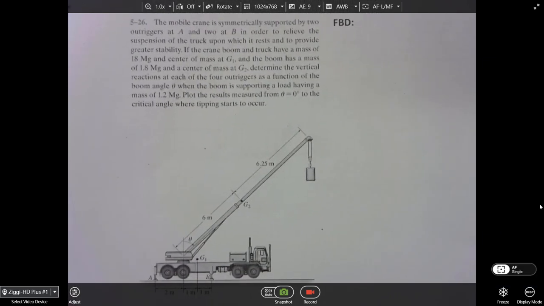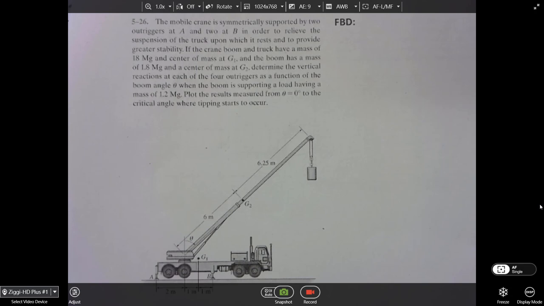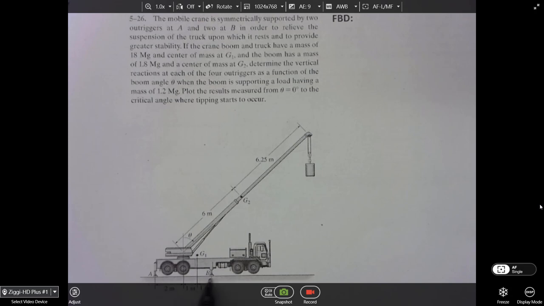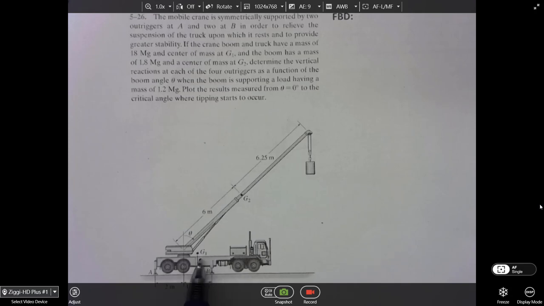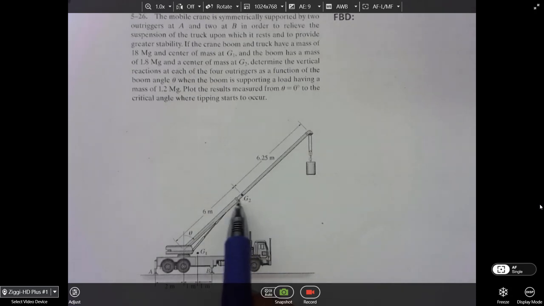All right, so this is a big problem. The mobile crane is symmetrically supported by two outriggers at A and two at B. Those are down here. Okay. In order to relieve the suspension of the truck upon which it rests and to provide greater stability. If the crane boom and truck have a mass of 18 megagrams and center of mass at G1, right there, and the boom has a mass of 1.8 megagrams and a center of mass at G2, right there. Determine the vertical reactions at each of the four outriggers as a function of the boom angle theta when the boom is supporting a load having the mass of 1.2 megagrams. Plot the results measured from theta equals 0 to a critical angle where tipping starts to occur. Okay?